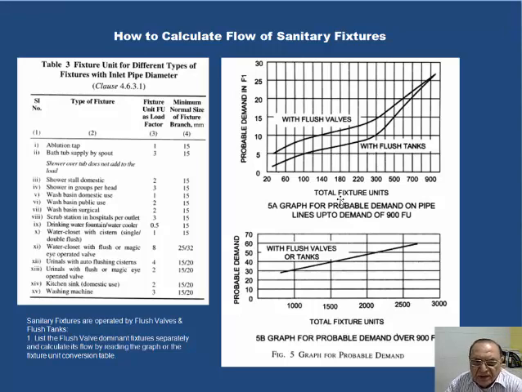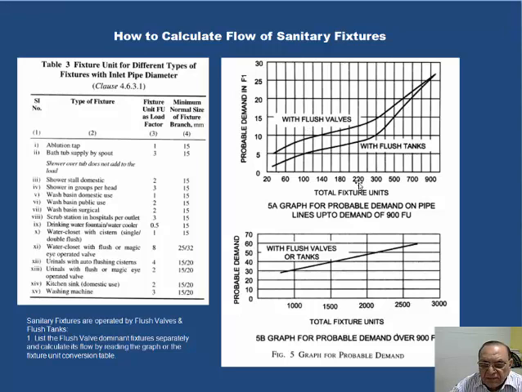This will give only the fixture flow, not the other services. Other services flow are to be separately calculated according to its demand and added to this flow to obtain the total flow requirement of the booster systems. You may also see over here, these graph lines are showing for two flush valve tanks, flush tanks and the flush valves.